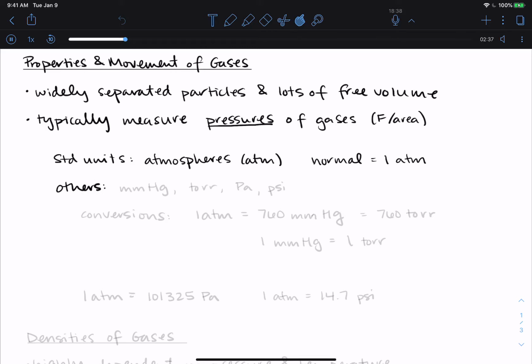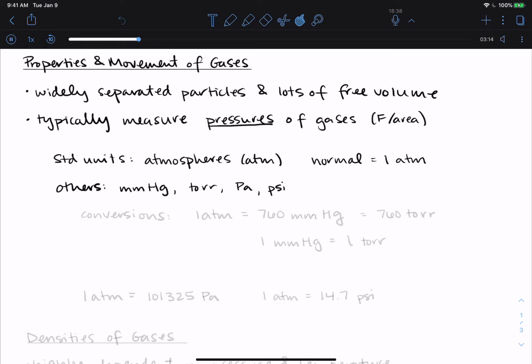Some other units that we'll see, and these are all useful in different situations. We'll see things like millimeters of mercury, torr, pascals, even things like PSI, which is pounds per square inch. So this one, we'll label it as PSI, but right, that's a force per unit area. So you can kind of explicitly see that definition of pressure in pounds per square inch.